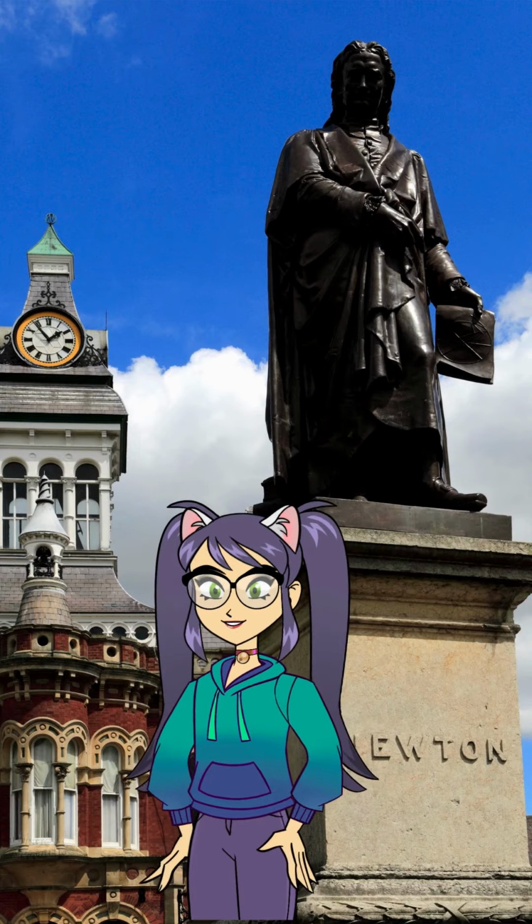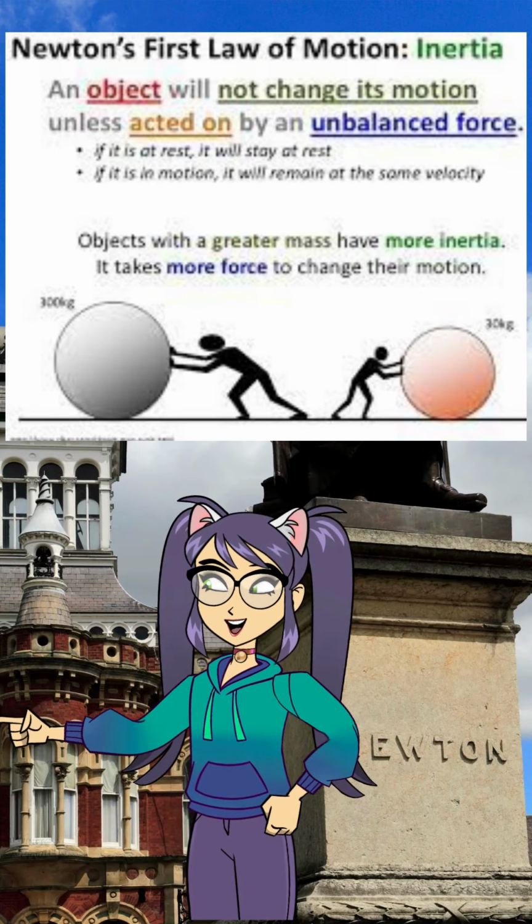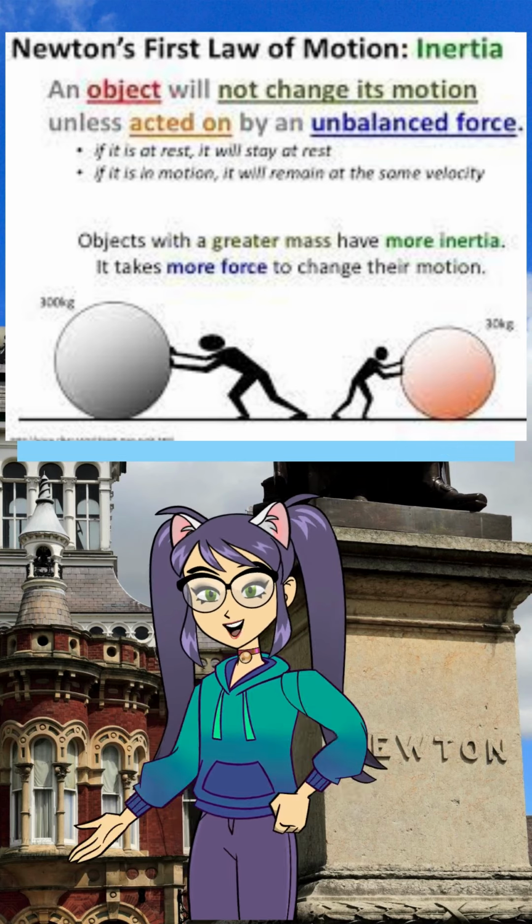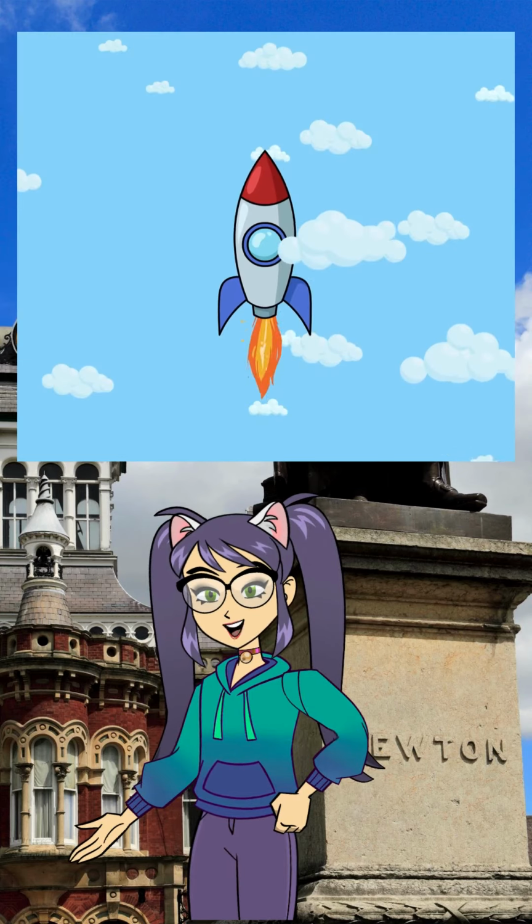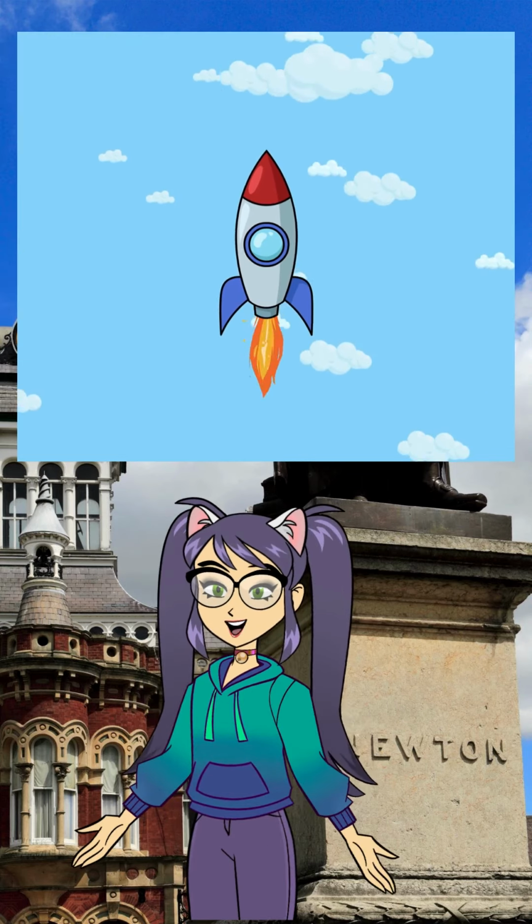These laws describe the behavior of objects in motion and have many practical applications in our daily lives. For example, the first law explains why it is difficult to push a heavy object that is at rest, and the third law explains why rockets are able to launch into space.